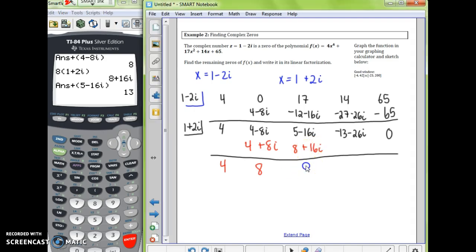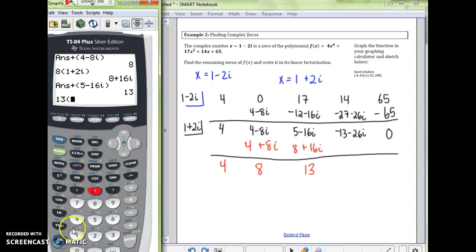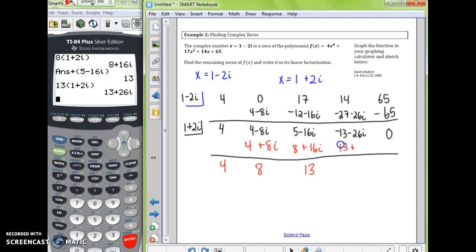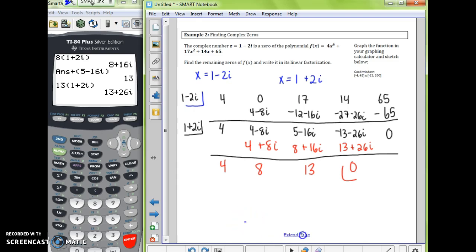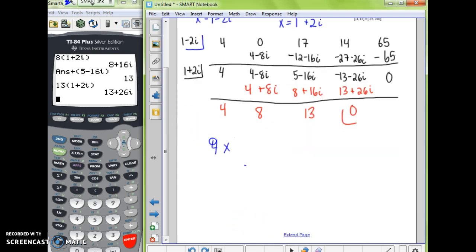And you get 13. And we have 13 times 1 plus 2i. What we're looking for is we want to see basically the opposite of what we have. So 13 plus 26i, that's exactly what we want to see. Negative 13 plus 13 is 0. Negative 26i plus 26i is 0. So that's confirming that we did our math correctly, and that is in fact another factor. So now we have a nice quadratic quotient left, 4x squared plus 8x plus 13.